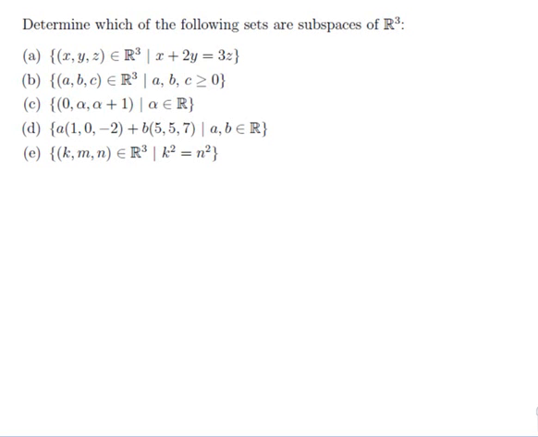Determine which of the following sets are subspaces of R3, and there's 5 to determine. So let's understand the problem. First we need to know what a subspace is.